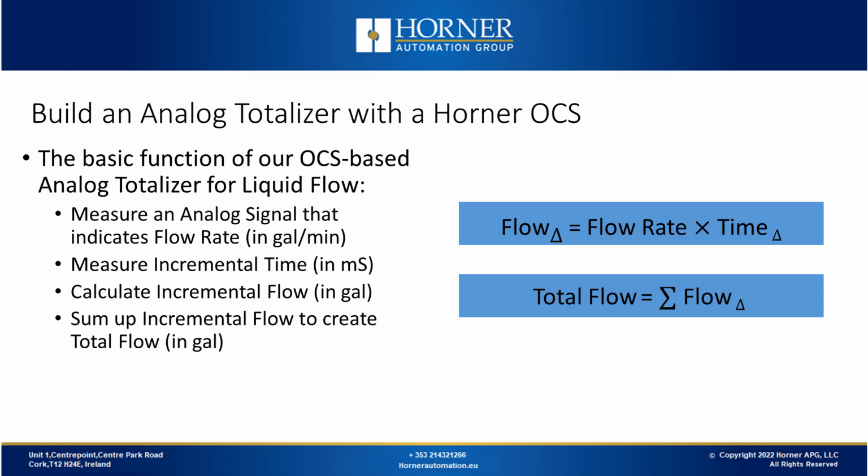We measure an analog signal from a flow meter that could represent gallons per minute. We measure the incremental time between analog samples, and for that one we need to ensure it's an accurate result. Then we calculate the incremental flow by doing the maths for the area under the curve of that individual slice, and then we sum up the incremental flows, which are the individual slices, to create the new flow.